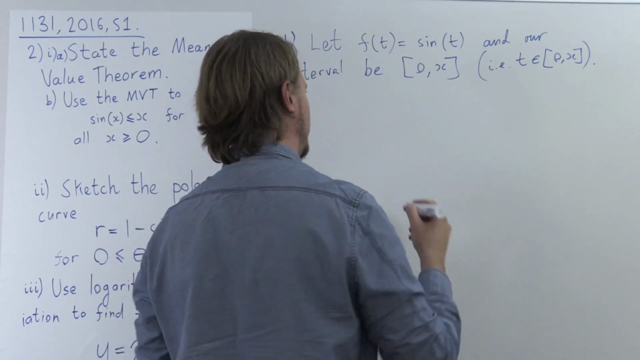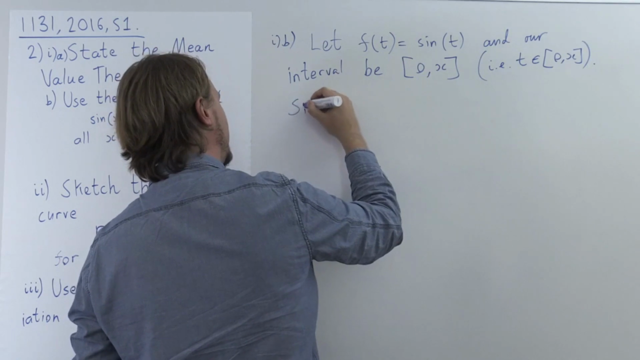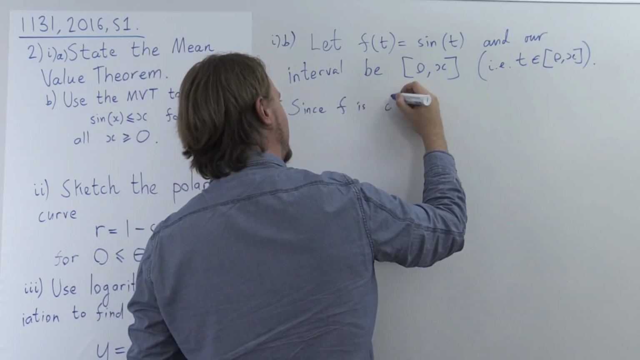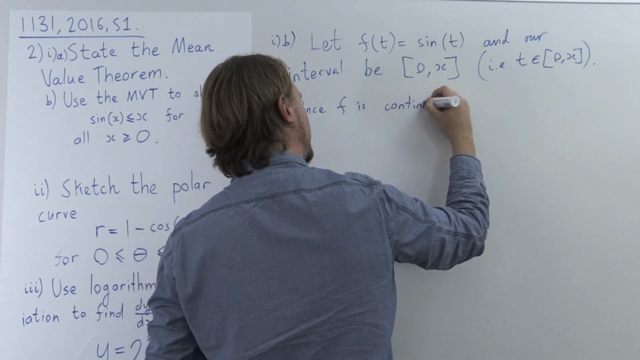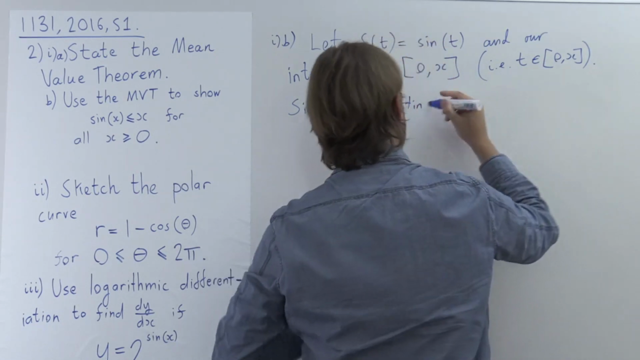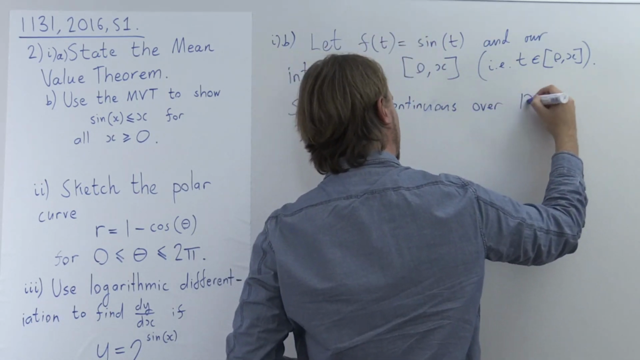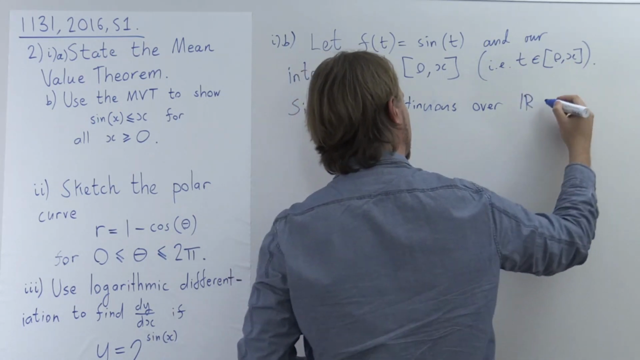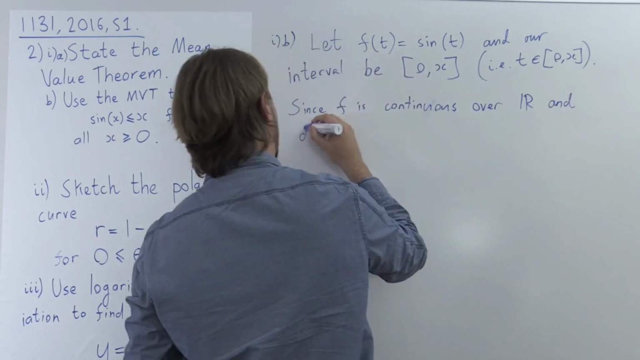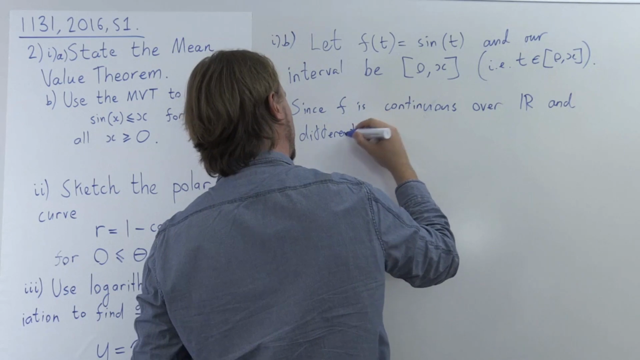Maybe I should make sure I'm satisfying it by restating the conditions. Since f is continuous everywhere, it's actually continuous over all the reals, including this interval. It's also differentiable everywhere. There's no real restriction on this.